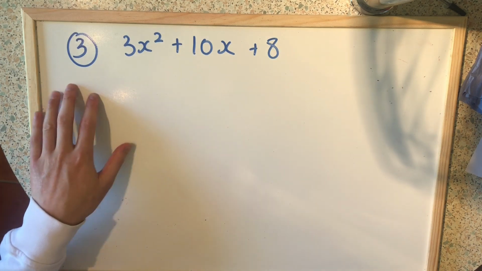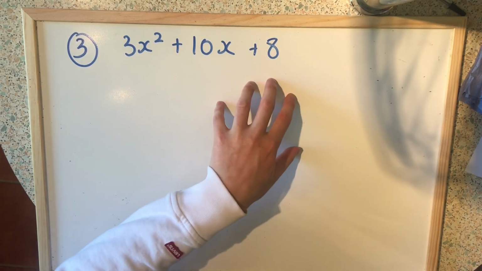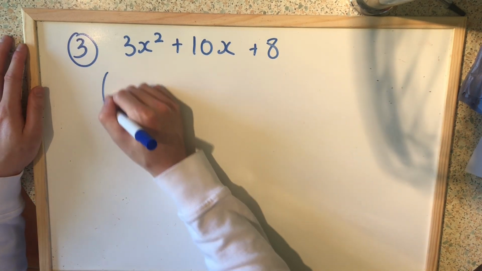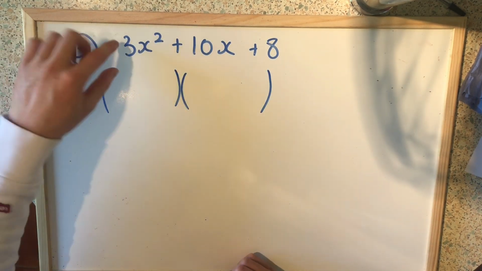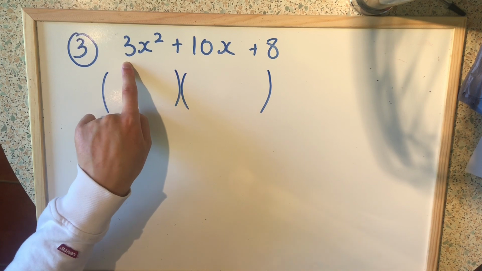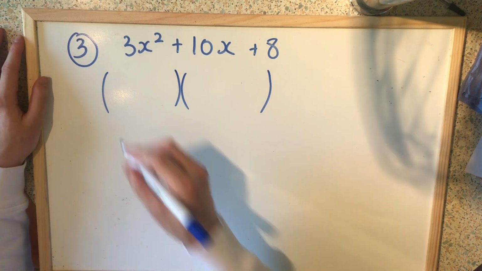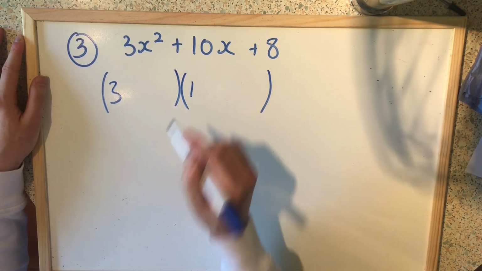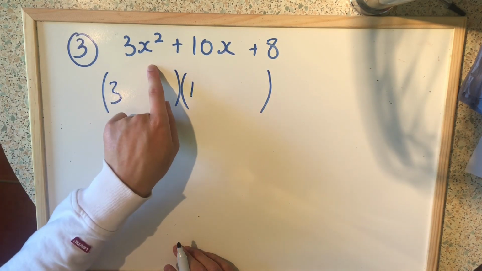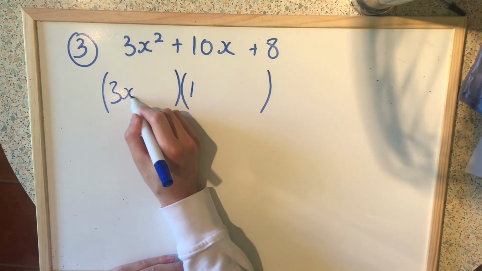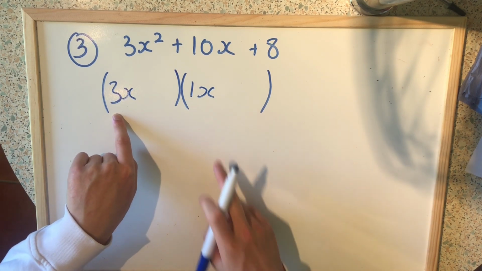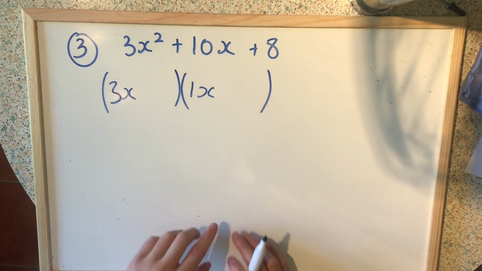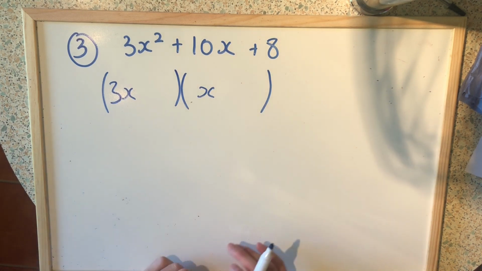So question 3, we've got 3x squared plus 10x plus 8. Again, we've got double brackets. And because 3 is a prime number, there's only two factors, 3 and 1. And to get my x squared, I've got to have x somewhere, so put an x there and an x there. So 3x times x gives me my 3x squared. We don't actually need that 1 there.